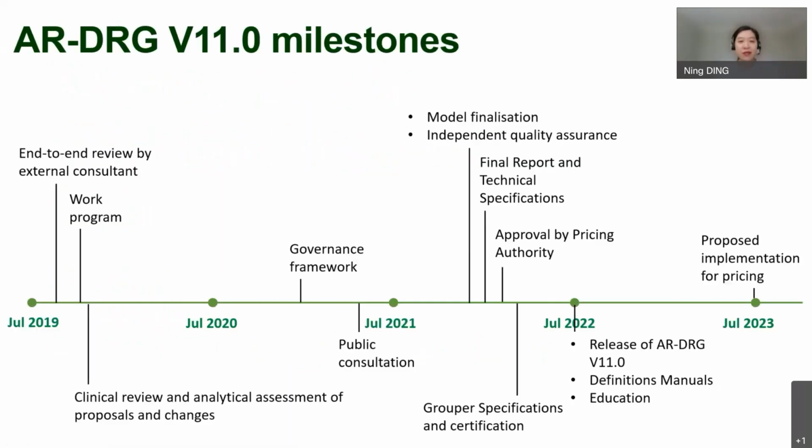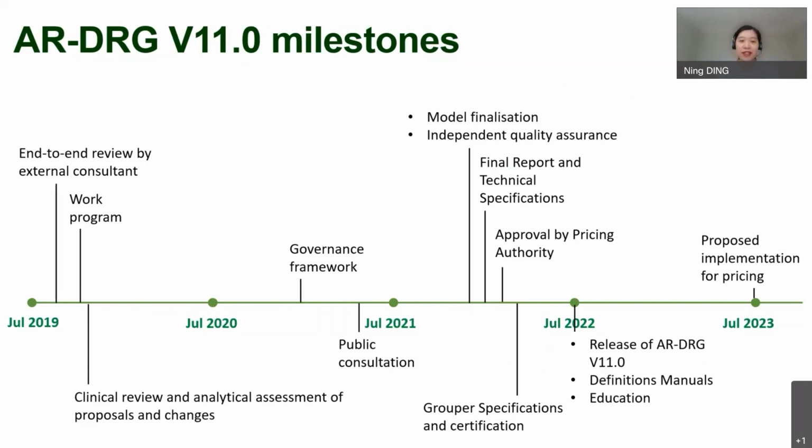Okay. So the development of AR-DRG version 11 started in July 2019. In August 2019, IHPA commissioned an external consultant to conduct an end-to-end review of the development of acute care classifications. The review highlighted a few key opportunities for improvement. In response to the opportunities identified, IHPA has extended the development cycle of acute care classifications, including the AR-DRG classification, from 2 years to 3 years to balance currency and stability against the burden of implementation.